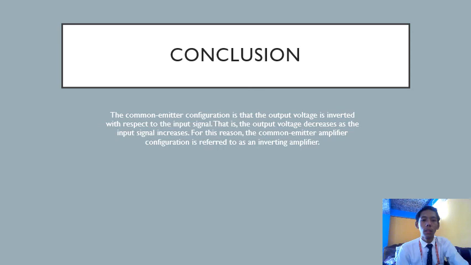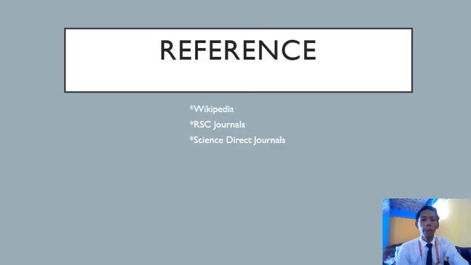And lastly, the conclusion is like this: in the common emitter configuration, the output voltage is inverted with respect to the input signal. That is, the output voltage decreases as the input signal increases. For this reason, the common emitter amplifier configuration is referred to as an inverting amplifier. And the references are from Wikipedia, RSC journals, Science Direct journals.